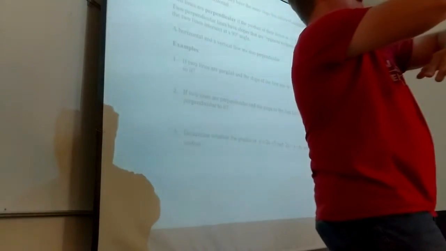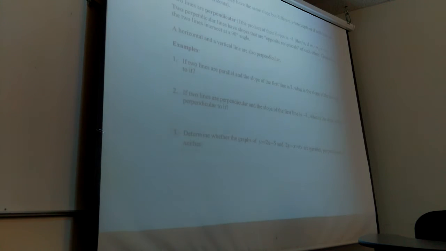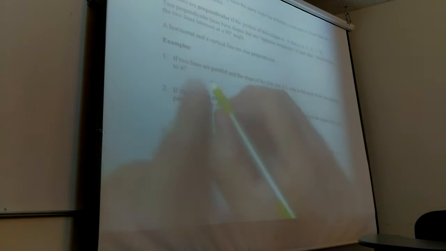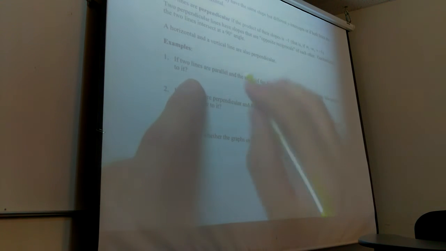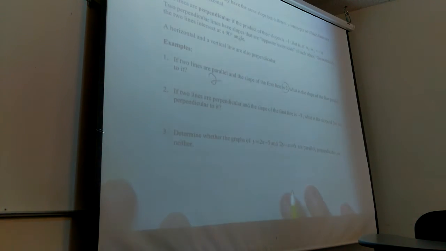So parallel lines are exactly the same slope. Perpendicular lines are completely opposite. And how many opposites do we know of in math? We know change of sign, but we also know reciprocal. Right? So, for example, number one, if two lines are parallel, and the slope of the first line is 2, what's the slope of the line parallel to it? 2. If two lines are perpendicular, and the slope of the first one is -3, you've got to change the sign and flip it. I like it.